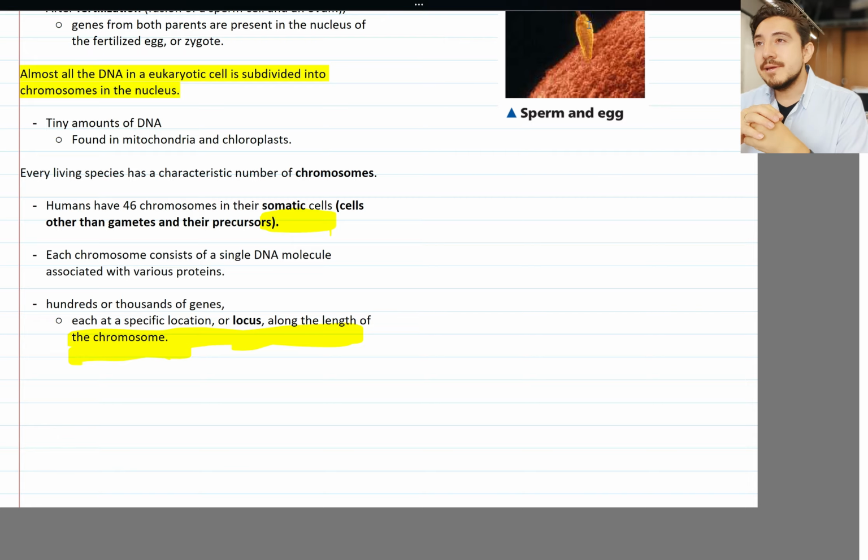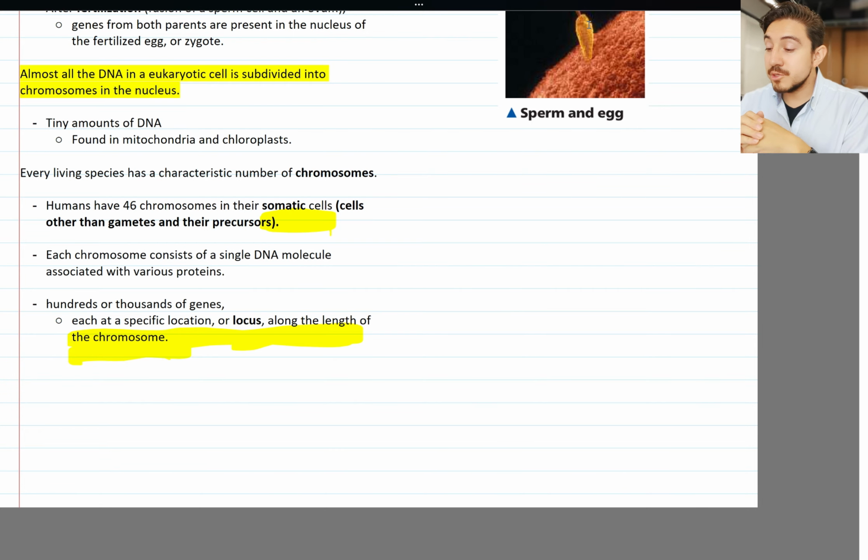We can also find DNA in other little parts of the cell, like the mitochondria and the chloroplast. They have small amounts of DNA, but the large amount of DNA that is used to organize and maintain the cell is in the nucleus.